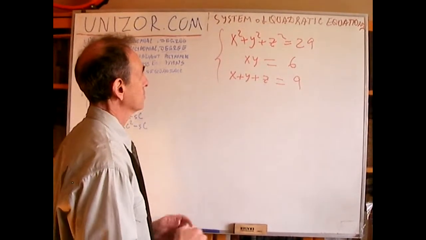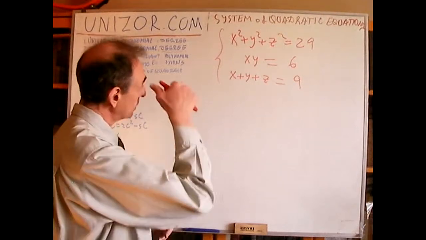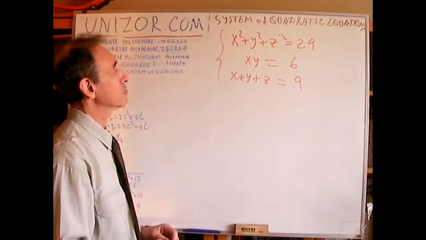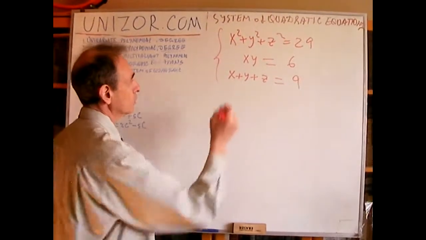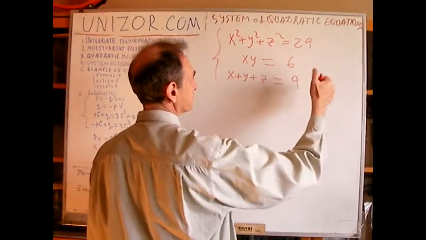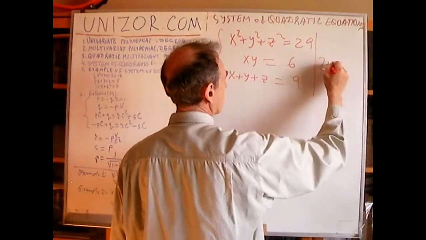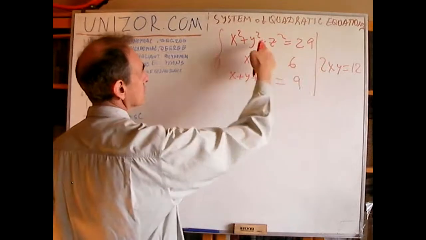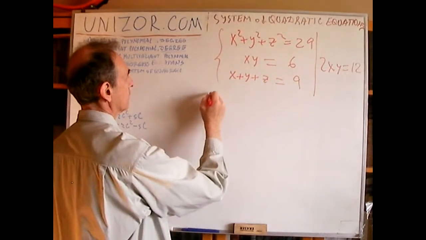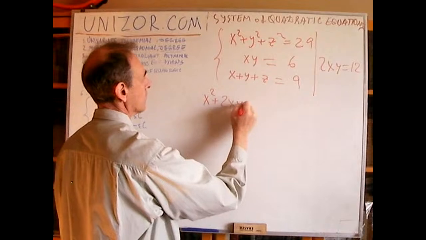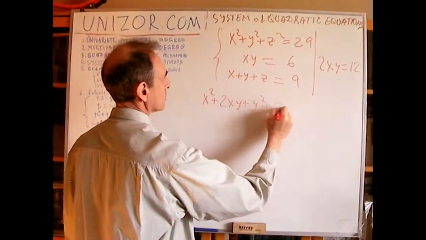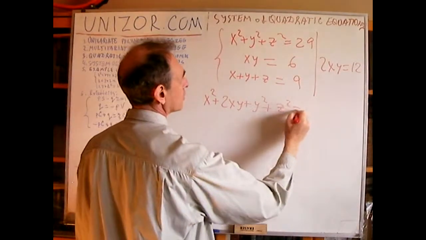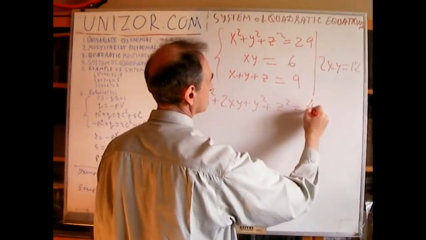Now, what can be done? Here is what I might actually suggest. Why don't we multiply this by 2? I will have 2xy equals 12, and I will add it to the 1st equation. So I will have x squared plus 2xy plus y squared plus z squared, with 2xy inserted in between, equals 41.